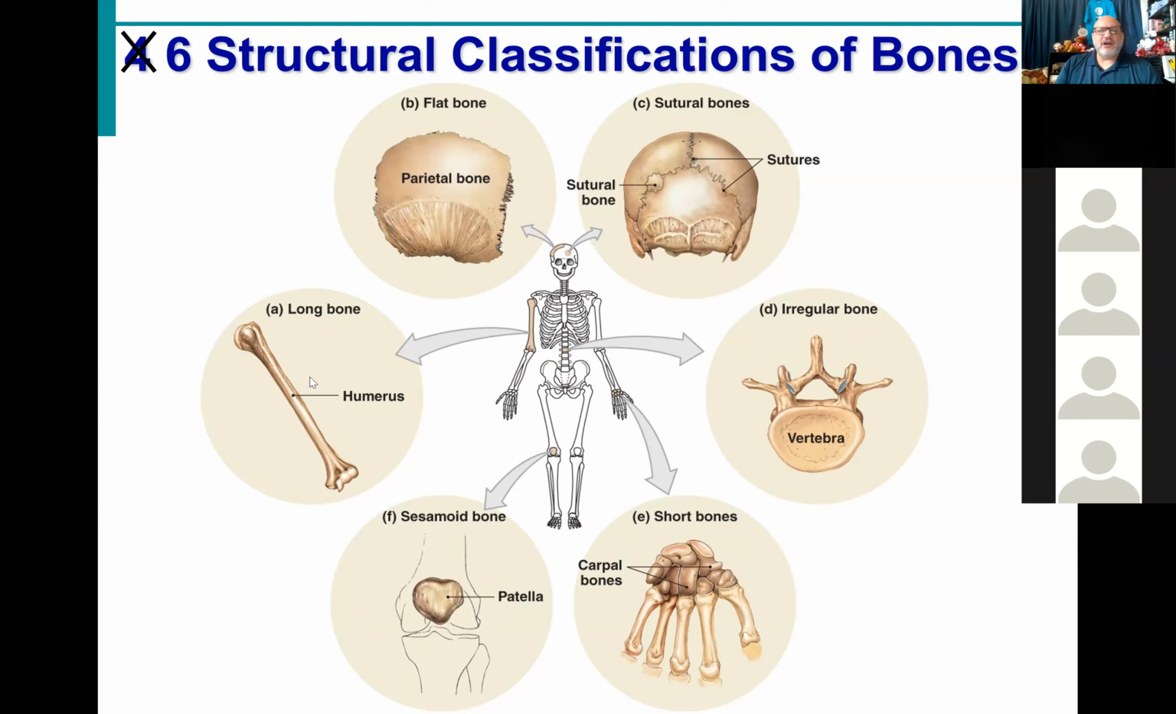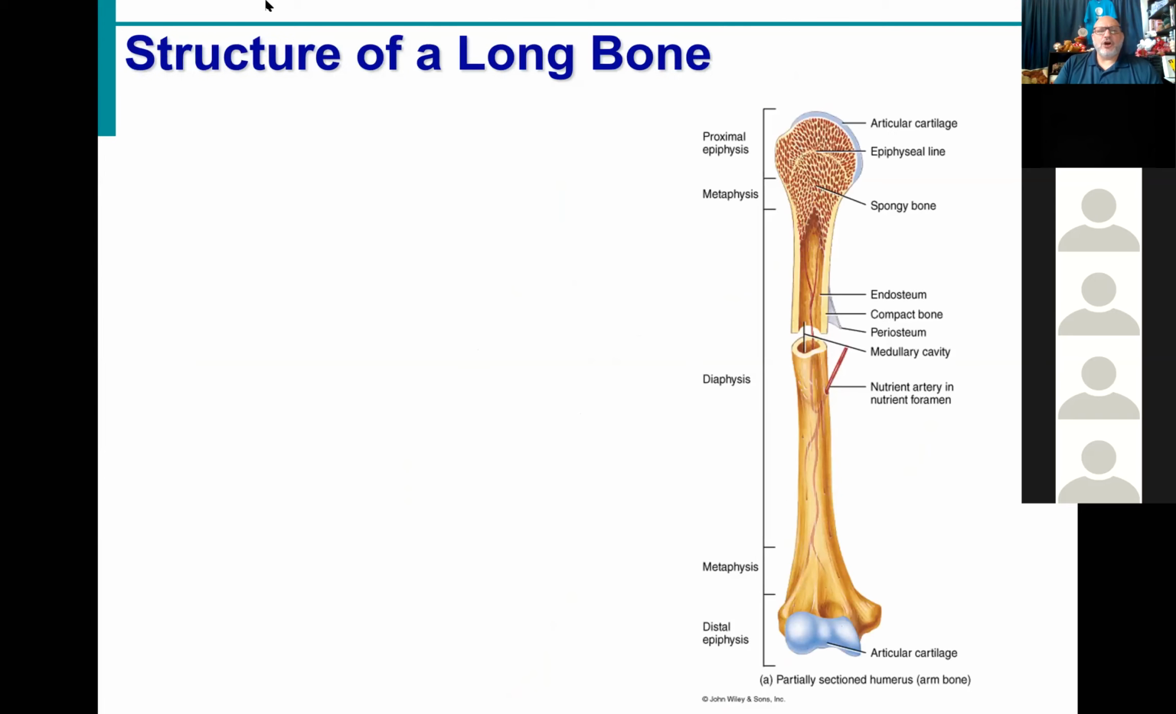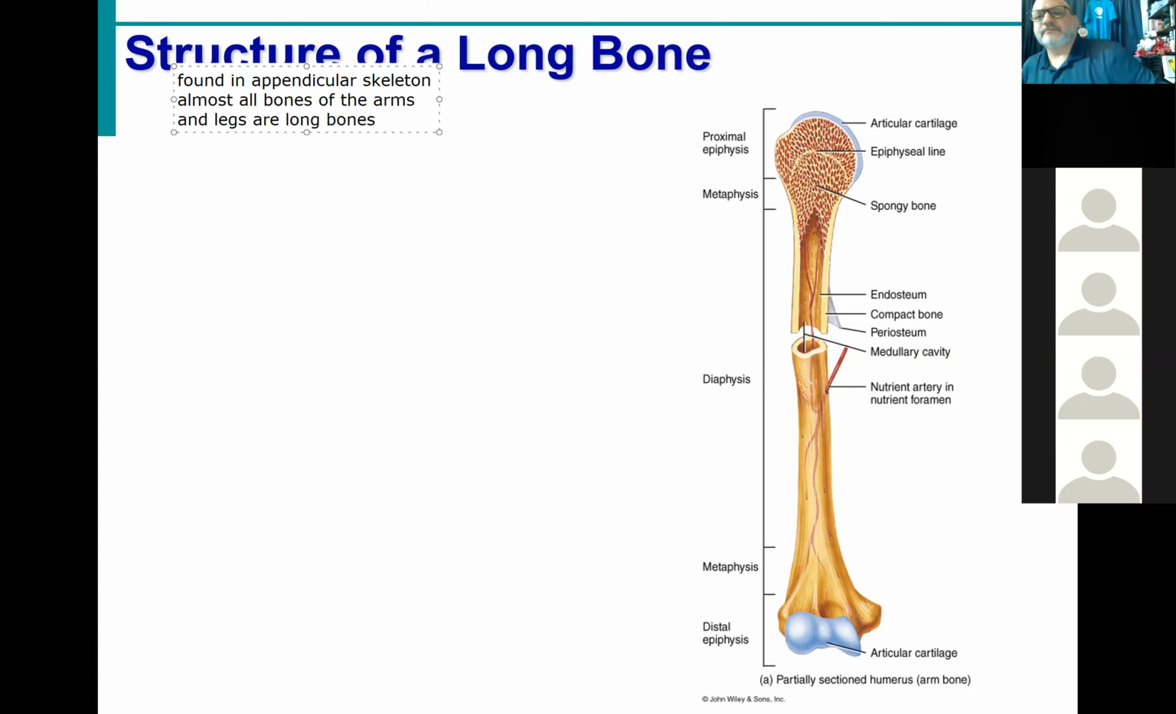All right, let's talk about the anatomy of these individual bones, starting first with the long bones. Long bones are found in the appendicular skeleton. In fact, almost all bones of the arms and legs are long bones. What are the only exceptions? The carpal bones. Excellent. The kneecap is one exception.